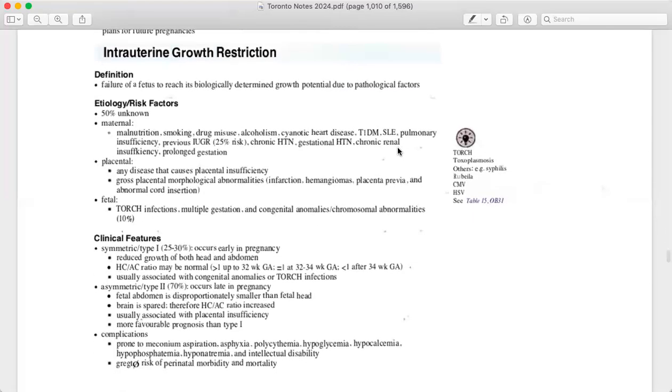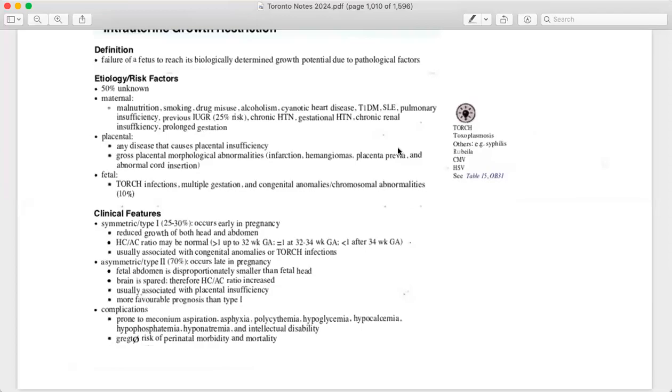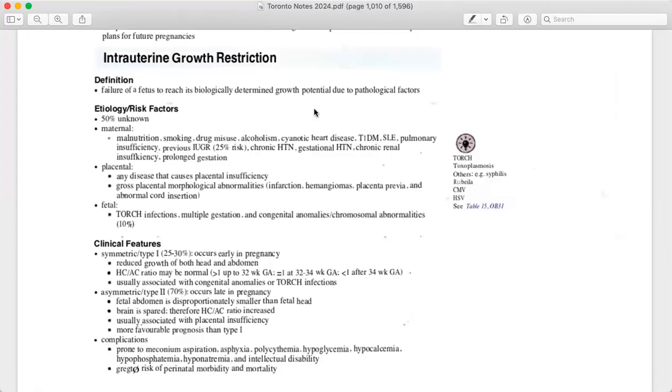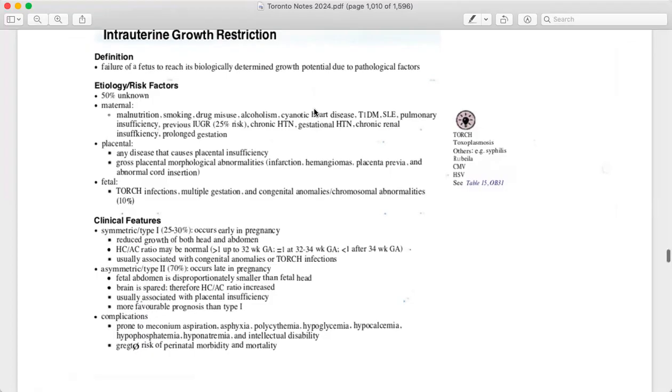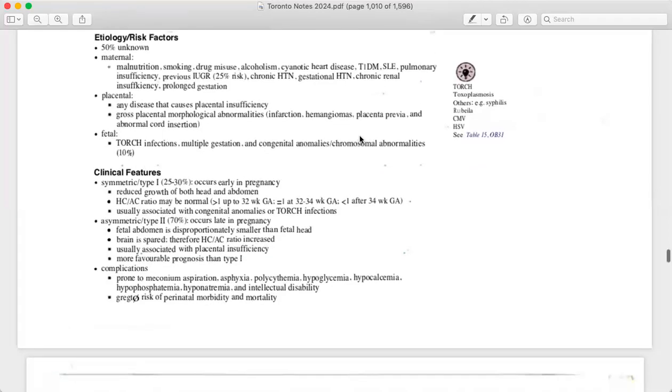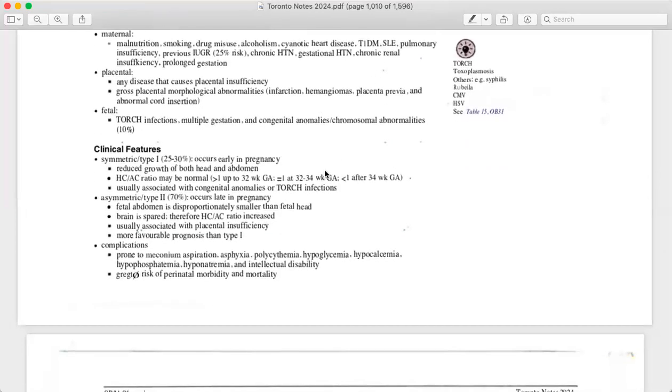Intrauterine growth restriction: failure of the fetus to reach its biologically determined growth potential due to pathological factors. Risk factors are everything you need to know: smoking, drug use, alcoholism, cyanotic heart disease. Most important is smoking. They are allowed to ask these kinds of questions. Hypertension is one of the most common causes. In hypertension, macrosomia and IUGR can both happen, but most importantly IUGR. Then placental insufficiency can lead to IUGR. TORCH infections can lead to IUGR, or chromosomal abnormalities can lead to IUGR.